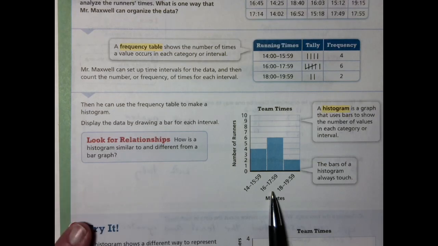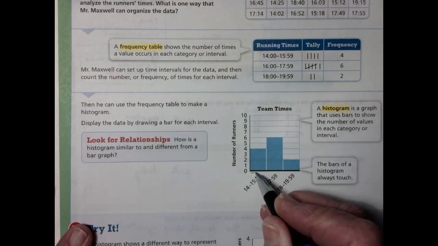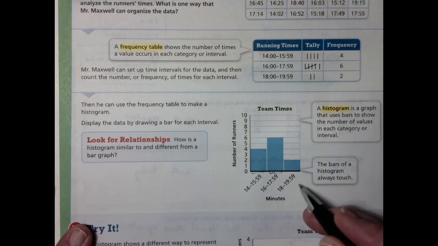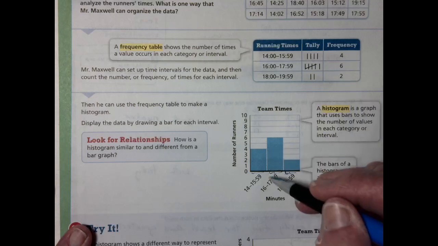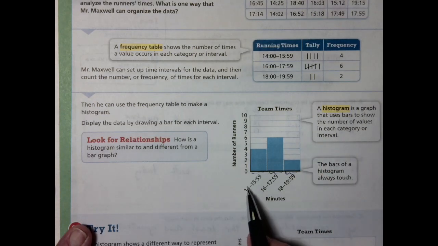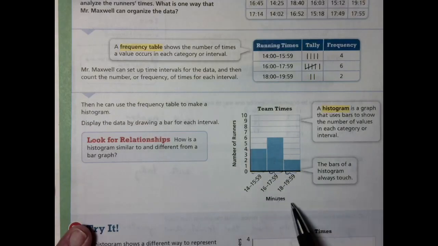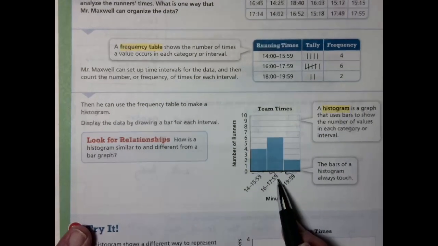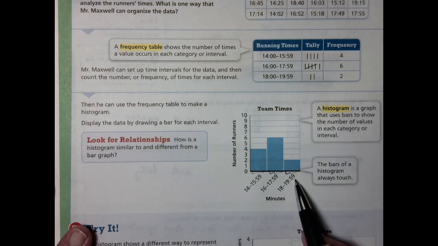Now notice, in a histogram we don't just have one number down here. We have a group of numbers that covers this bar, a group of numbers that covers that bar, and a group of numbers that covers that bar. And these are actually hooked together here. So in the 14s and 15s, I had 4 of them, so my bar goes up like that. And then this goes to the 16 and 17 range. There were 6 of them, so this goes up there. And then there were 2, so this only goes up to the 2.